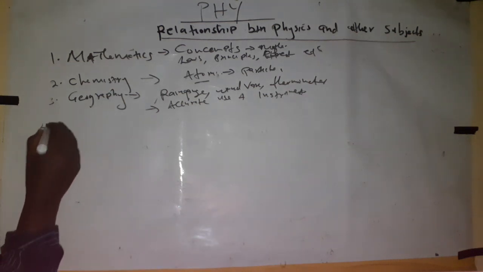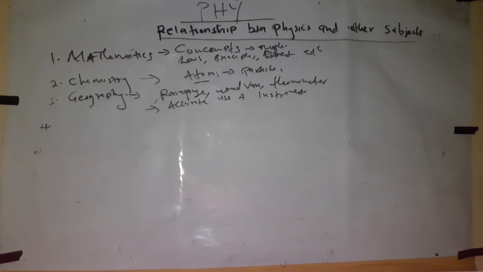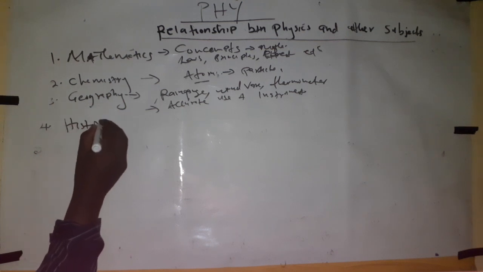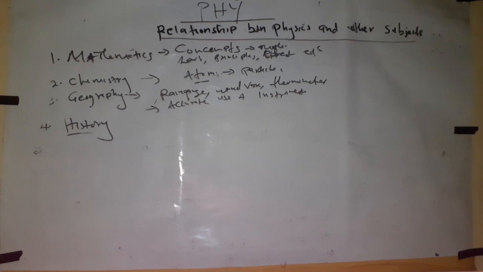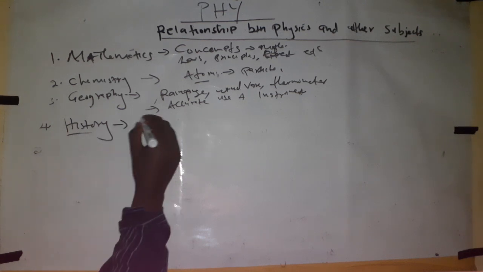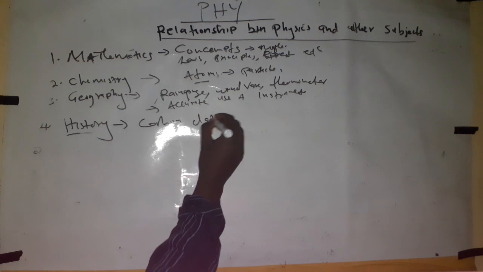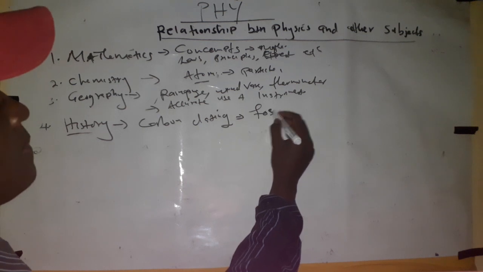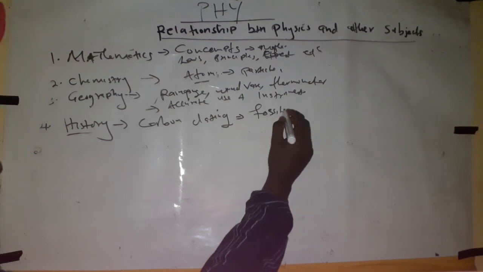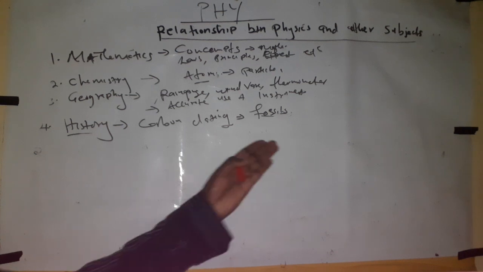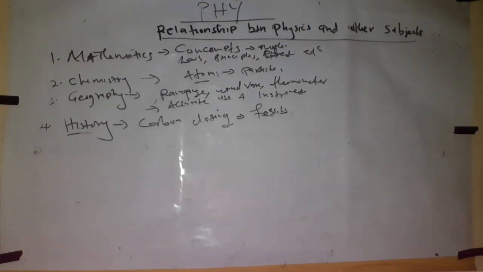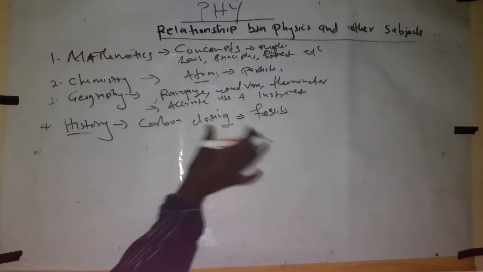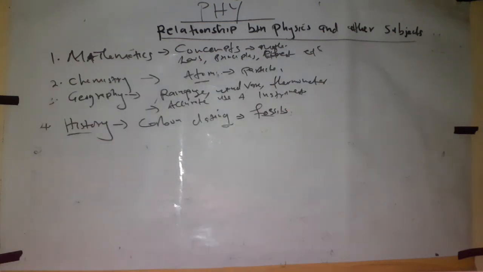Then we go to subject number 4, which is history. How is physics related to history? Remember, historians use carbon dating to determine the ages of fossils. For them to be able to determine these ages, they need knowledge of carbon dating, and this carbon dating is learned in physics. Therefore, it is physics knowledge which has been used in history to determine the ages of fossils.